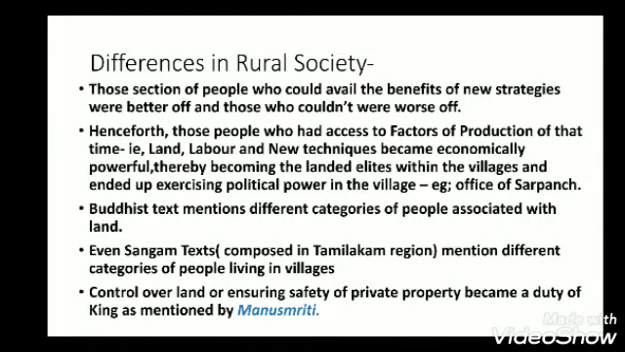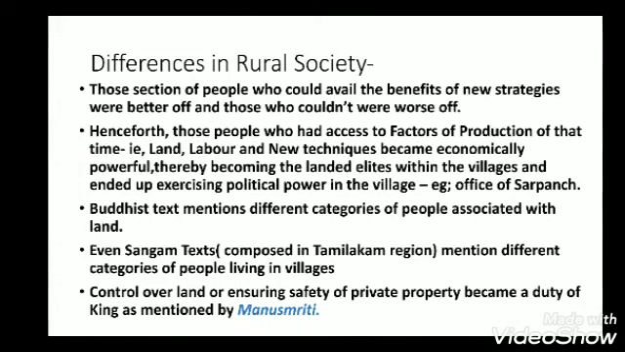I hope you are aware of the term factors of production. So in modern times, there are 4 factors of production: land, labor, capital, and enterprise. But during that time, we are talking about 600 BCE to 600 CE. During that era, people who had access to factors of production, and what were the factors of production at that time? Land, labor and new techniques.